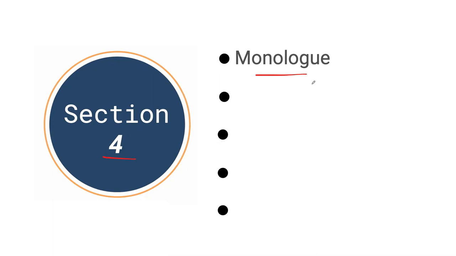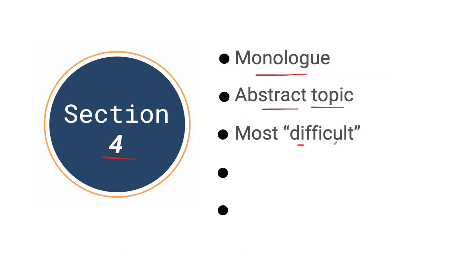They're usually going to be speaking about an abstract topic. This is most likely going to involve something that you would hear during a university lecture, for example, or something that would be studied in the academic setting. An example of this would be the flight path of a certain type of bird in the winter, okay? And for this reason, section 4 is known to be the most difficult section in the listening exam.